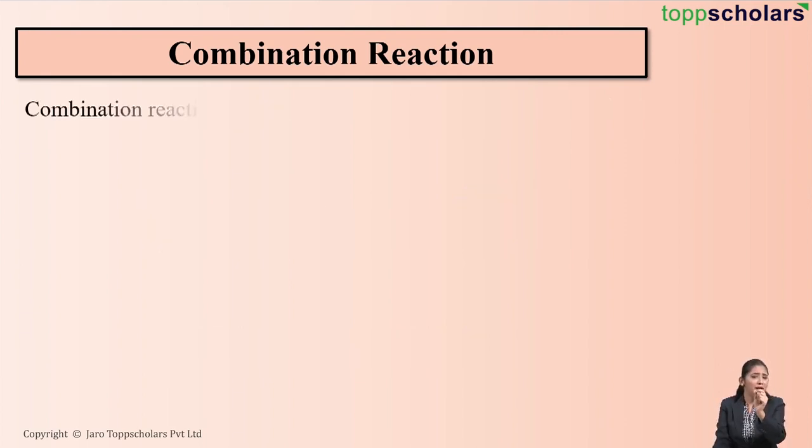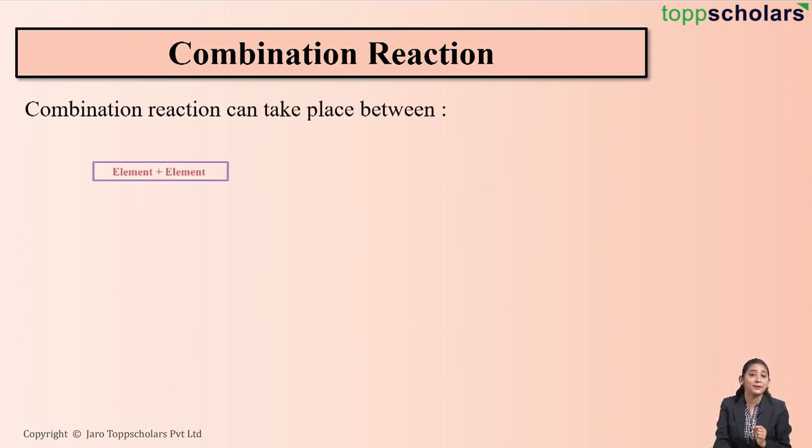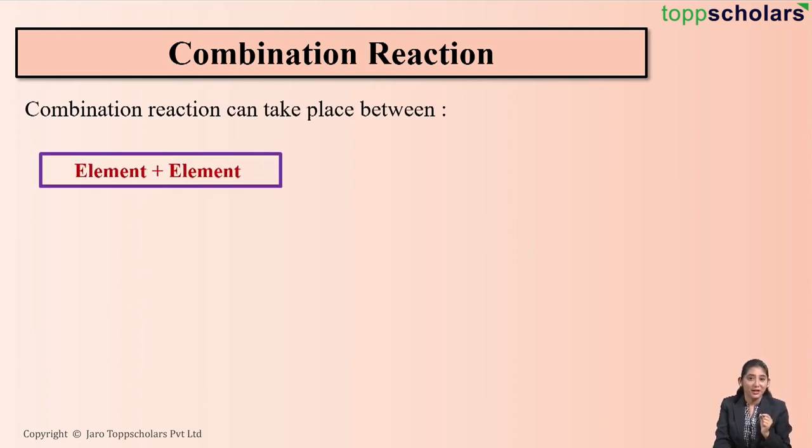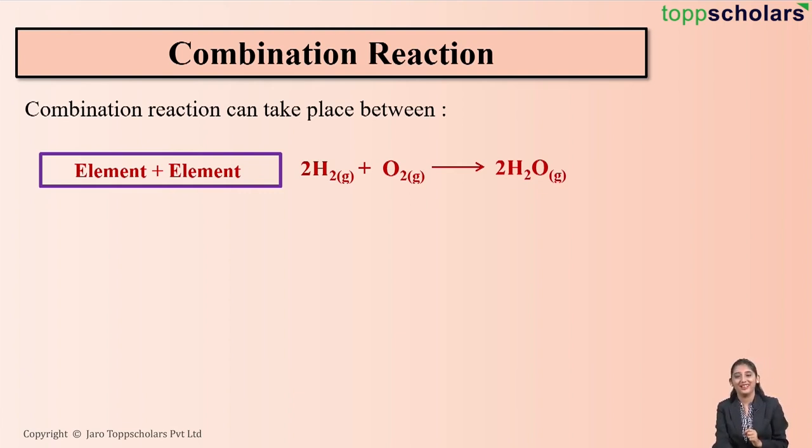Now friends, a combination reaction can take place between two elements. For example, here we can see we have hydrogen reacting with oxygen. Hydrogen is an element or a compound? Element, exactly. What about oxygen? Element again. So we have two elements reacting with each other, right? When these two elements, hydrogen and oxygen, react with each other, they combine, resulting in the formation of H2O, that is water, which is a single product, as you can see.